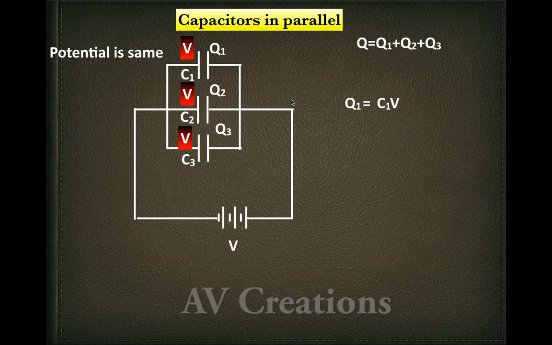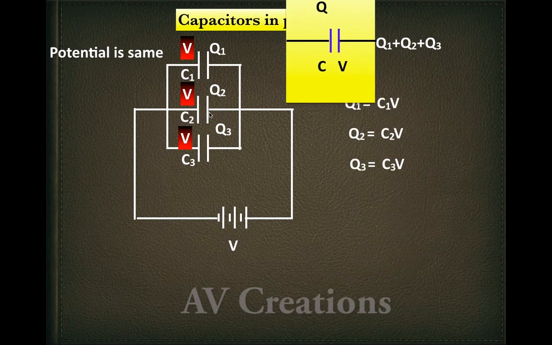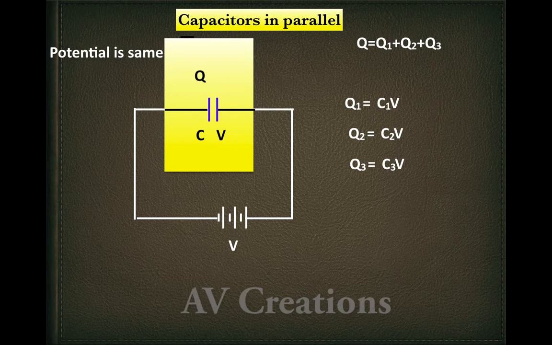What is Q1? The equation of Q is CV. Here Q1 is C1V, Q2 is C2V and Q3 is C3V. Now we are considering a single capacitor. We are going to place this single capacitor instead of these three capacitors. So we can find the equivalent capacitance.